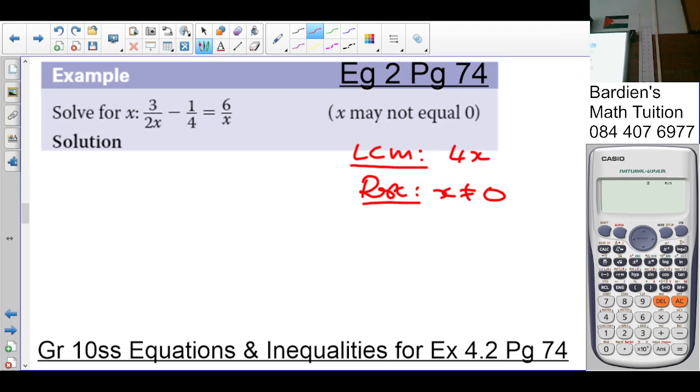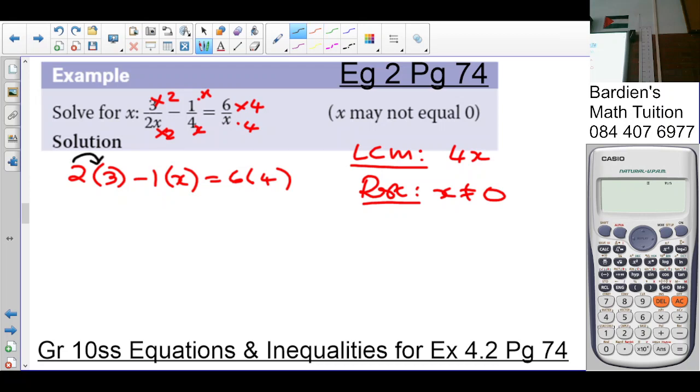Yes. So let's go with this. 2x times what is 4x? Times 2. 4 times what is 4x? x times what is 4x? So in other words, it's going to be 2 times 3 minus 1 times x equals 6 times 4. Okay, now what? Get rid of the brackets. Okay, how do I do that? Multiply.